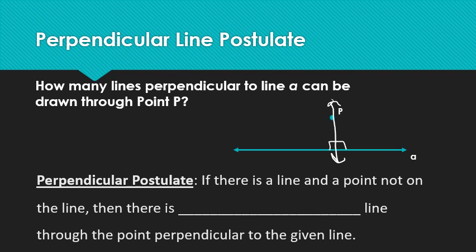So the perpendicular line postulate states that if there is a line, so we had our line A, and a point not on our line, which was our point P, then there is, again, exactly one line that goes through the point that is perpendicular to the given line.